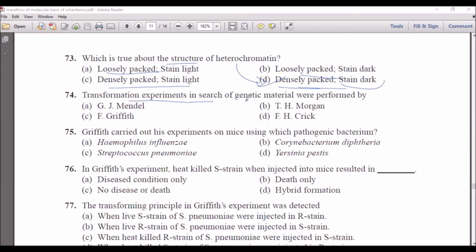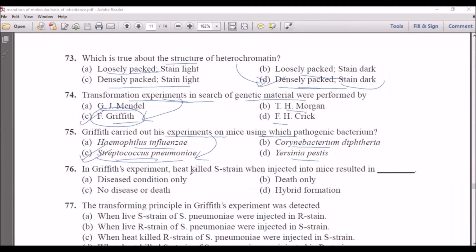Transformation experiments in search of genetic material was performed by J.J. Bendel, T.H. Morgan, Griffith, or F.S. Crick. So this experiment, transformation experiments, were performed by the scientist F. Griffith. Griffith carried out his experiment on mice using which pathogenic bacteria? Haemophilus influenza, Corynebacterium diphtheria, Streptococcus pneumoniae, and Yersinia pestis. We know that Griffith carried out his experiments using this strain, that is Streptococcus pneumoniae.